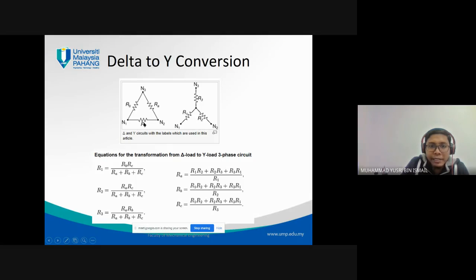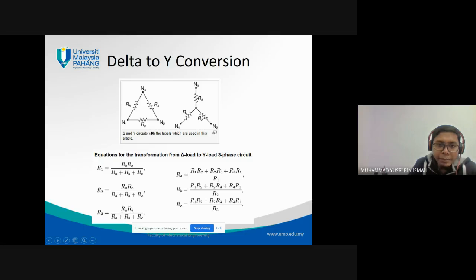Once we remove the RC, then we can determine the resistance in between the nodes. So this is the conversion from delta to Y. In order to determine the resistance in between RB and RA, which in this case is R3, this will be the formula: RA times RB over RA plus RB plus RC. Similarly for R1, it is in between RB and RC divided with the sum of RA plus RB plus RC.